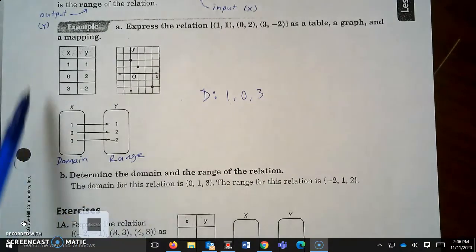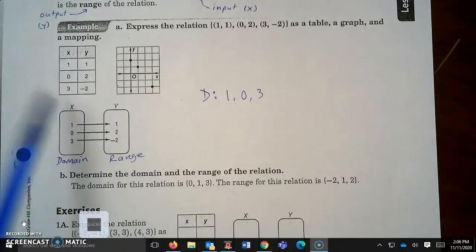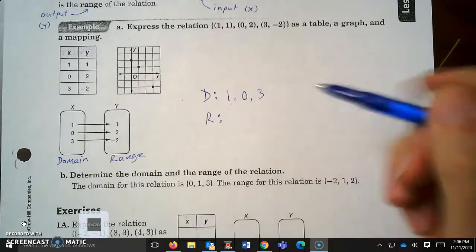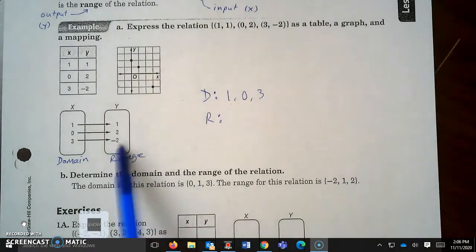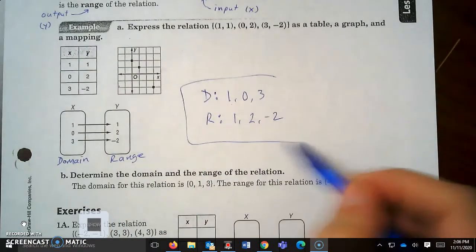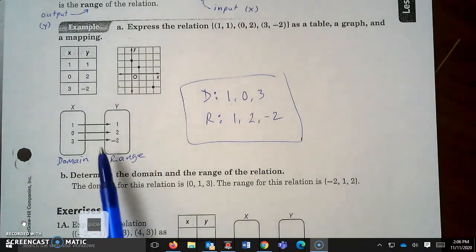See, the domain are these numbers right here. And the range would just be the output numbers, which would be 1, 2, and -2. So sometimes it would look like that, but for the assignment, you can just write it underneath the domain range.